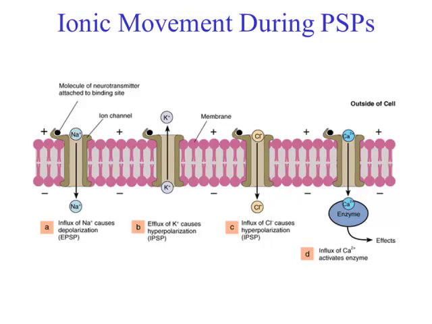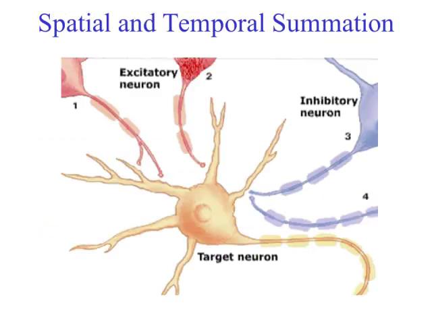All right, so we get these postsynaptic potentials. We're either excitatory or we're inhibitory. Now, ultimately, they need to communicate with what area of the neuron? Where did all this start? When we started talking about the action potential, where did all that start?